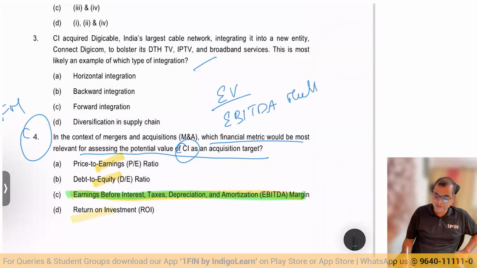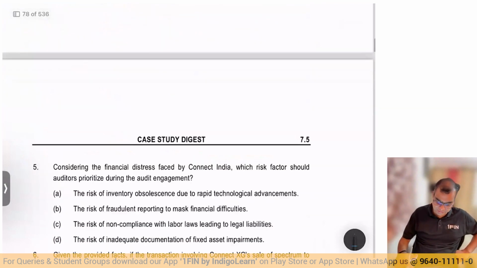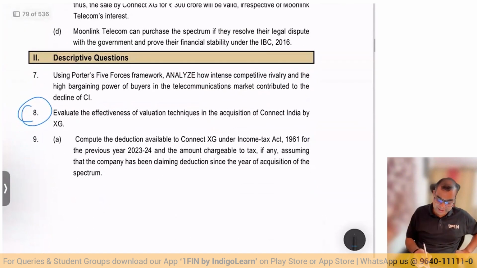Okay. So thankfully, in this entire question, there is no discussion about the financials. Had there been a discussion about financials, we would probably have to think through it multiple times. Okay, this is question number 4. Then question number 8: Evaluate the effectiveness of valuation techniques in the acquisition of Connect India by XG.